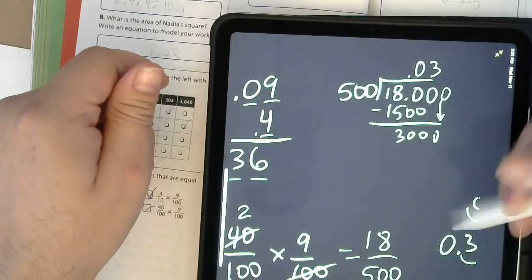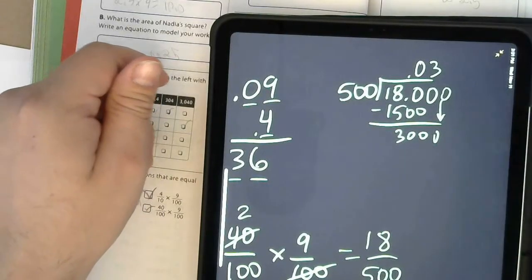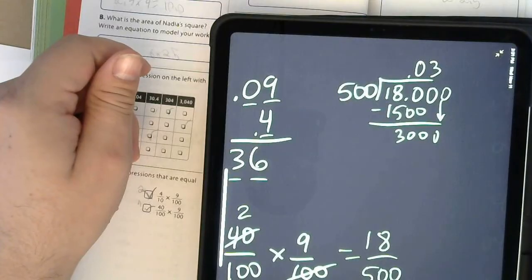I thought I'd be all high-tech with this tablet, and I think it's kind of not working out so well for me, but that's all right.